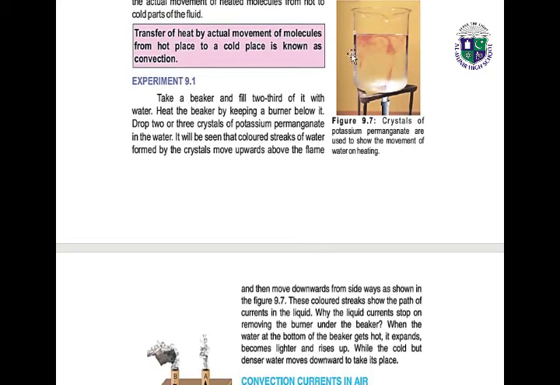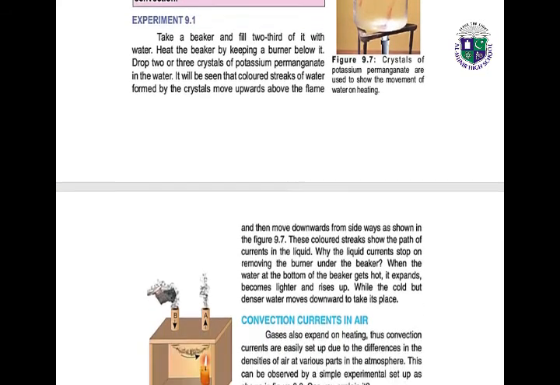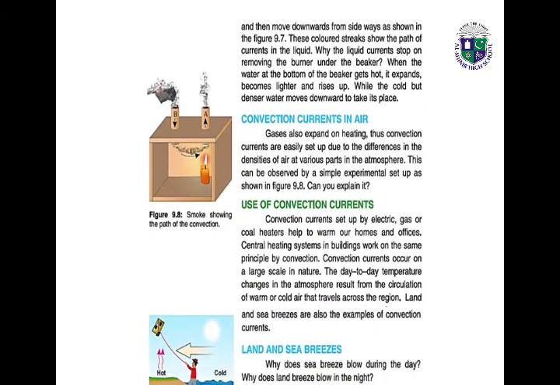Take a beaker, look here in the picture, fill it two-thirds with water, and heat the beaker by keeping a burner below it. Drop two or three crystals of potassium permanganate in the water. It will be seen that colored streaks of water formed by the crystals move upward above the flame and then move downwards from the sides. So these colored streaks show the path of currents in the liquid.